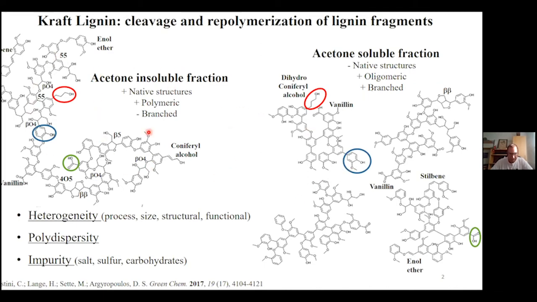We can see that here on the left, we have more native linkages like beta-O-4, like phenylcoumaran, like resinol structure. This fraction is the acetone insoluble fraction, which has been shown to be more linear and more polymeric. On the other hand, in the same structure of Kraft lignin, we can see that we have an abundance of enol ether, stilbene, vanillin, which are Kraft-derived units, which are found in the acetone soluble fraction. This fraction is more branched and definitely has a lower molecular weight.